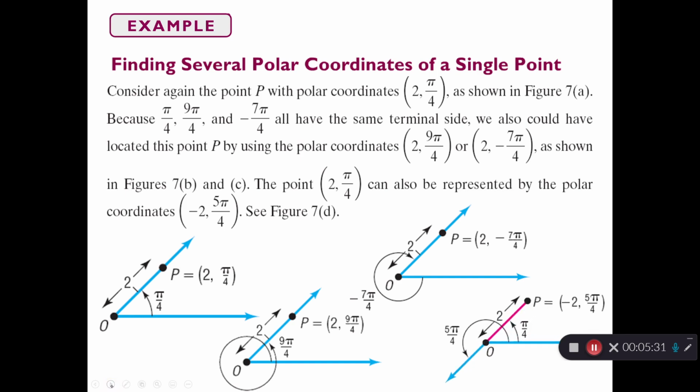All right, and there is negative 2 comma 5 pi over 4, which again would put us in the same spot.